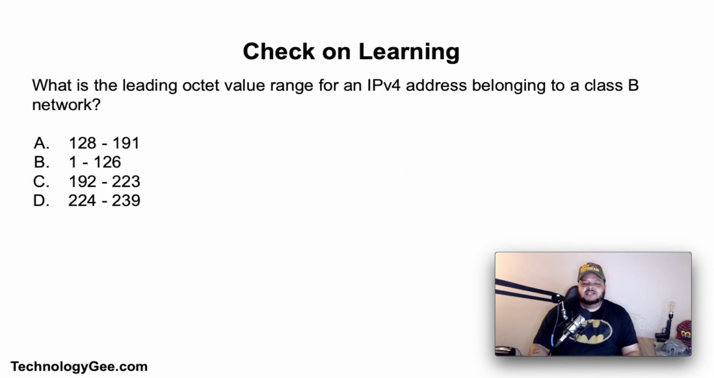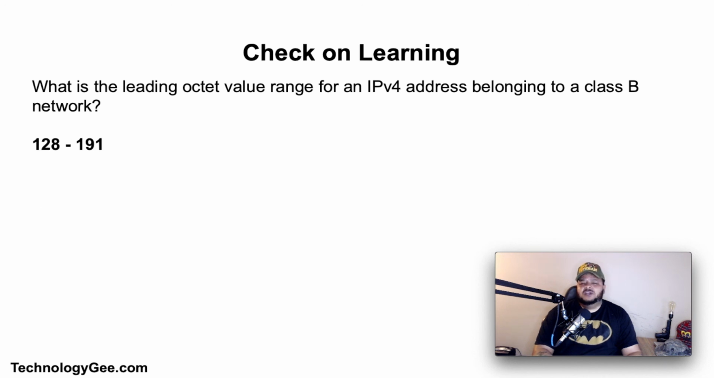So with that being said, let's go ahead and do some of this outstanding check on learning. So the first question is, what is the leading octet value range for an IP version 4 address belonging to a Class B network? Is it 128 through 191, 1 through 126, 192 to 223, or 224 to 239? So which one of these represents a Class B network? And the correct answer is 128 to 191. That will be the correct answer for a Class B network.